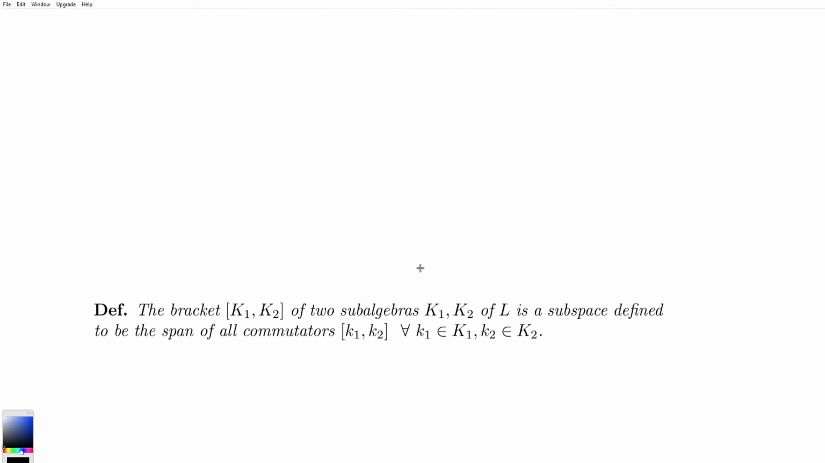And just to make an analogy, ideals play a similar role to normal subgroups. So the ideals of a Lie algebra are kind of similar to the normal subgroups of a group, for those familiar with group theory. So that being said, let's start off with a simple notion.